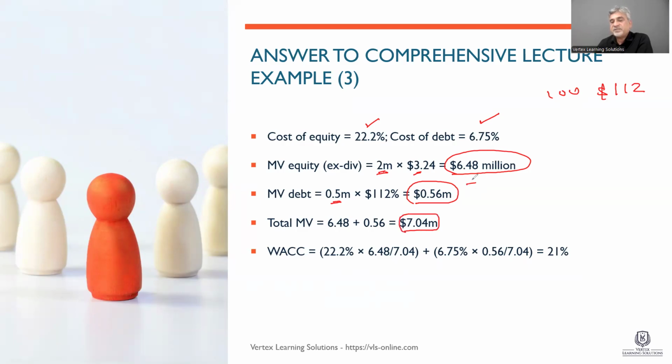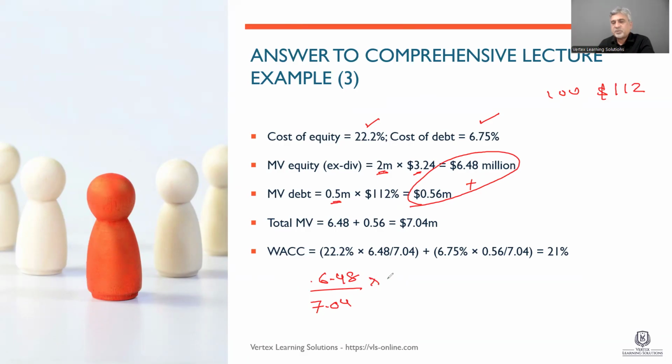Total market value of this plus this, equity and debt. Now you say, okay, value of equity is 6.48 divided by value of equity plus value of debt, which means these two, market value of equity and market value of debt. The sum total of these two is 7.04. So this is equity over equity plus debt. 7.04 is equity plus debt. I put it as one number, okay?